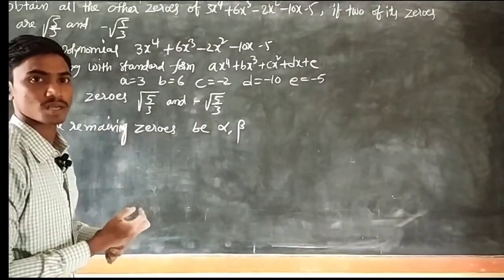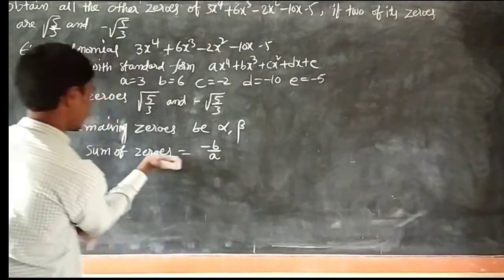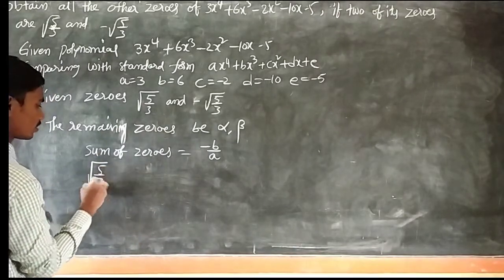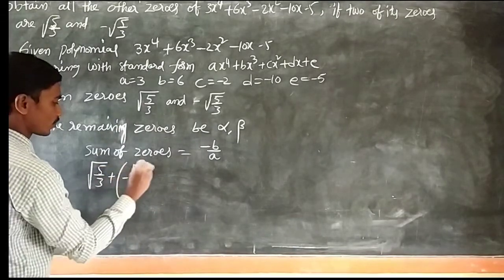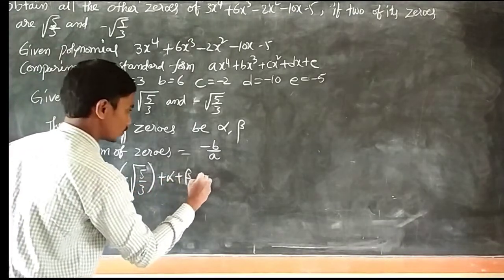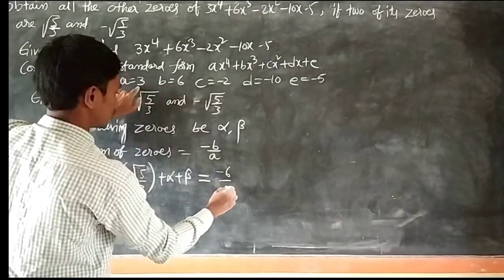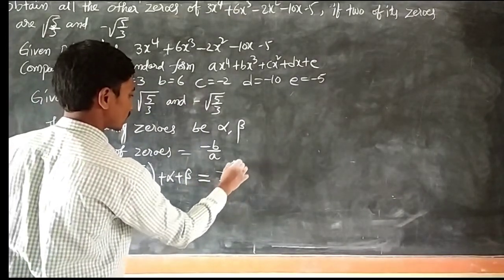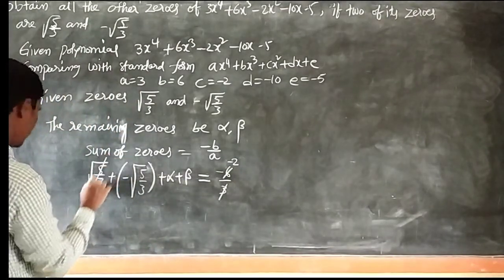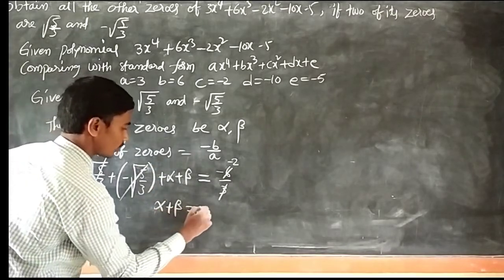We know a relation, sum of zeros is equal to minus b by a, which means if we add square root of 5 by 3 plus minus square root of 5 by 3 plus alpha plus beta gives minus b by a. Minus b means minus 6 by 3, that is minus 2. Plus of root 5 by 3 minus root 5 by 3 cancels. Alpha plus beta is equal to minus 2.